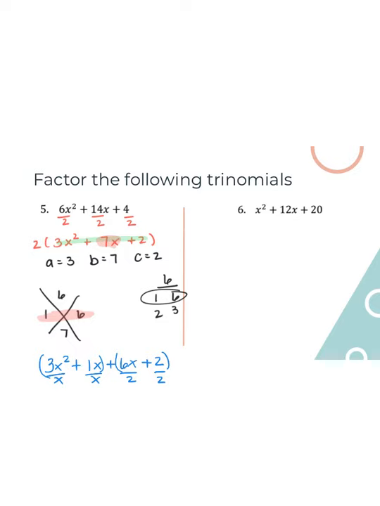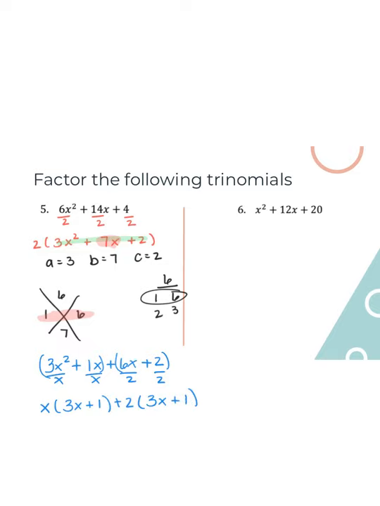Okay, so 3x squared divided by x. Put my x out front. I still have a 3 and an x. And then 1x divided by x, I still have a 1 left. Plus 2 on the outside. 6 divided by 2 is 3x. And then 2 divided by 2 is 1.